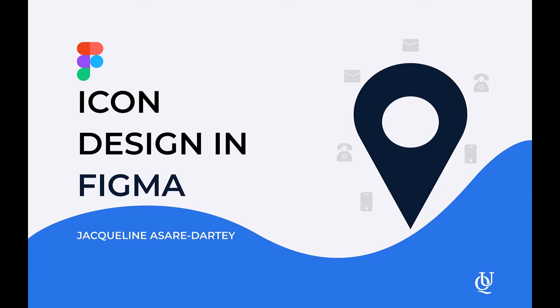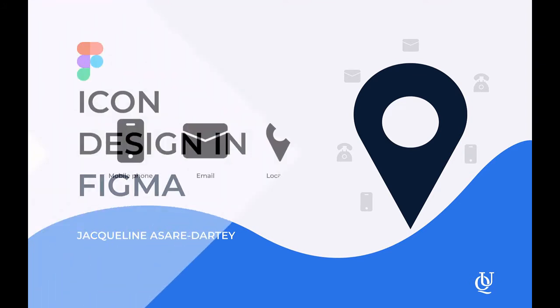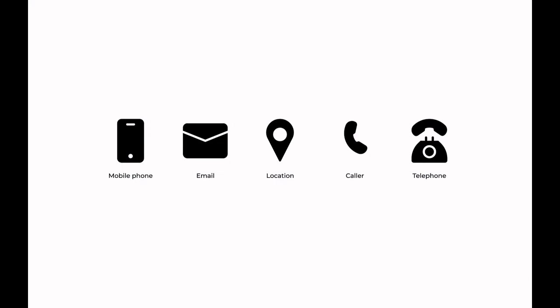Today, we will learn how to design content icons in Figma. These are the icons we will be designing. We have the mobile phone icon, the email icon, the location icon, the color icon, and the telephone icon.